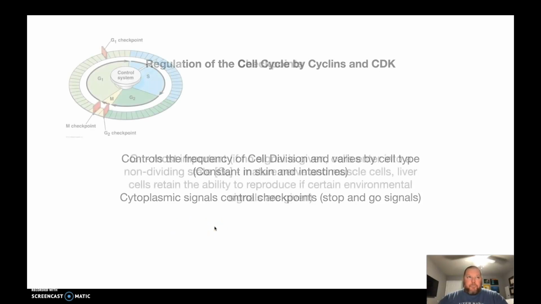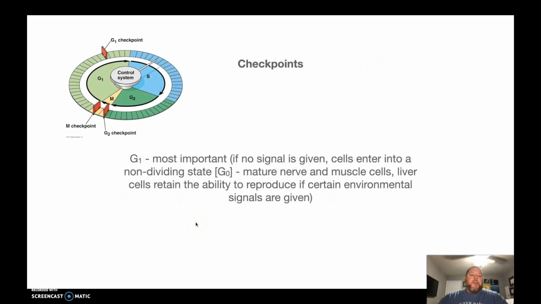Okay. So for the checkpoints, you're going to have your first checkpoint here near the end of G1, and this is going to be the most important checkpoint. If no signal is given at this particular point to move forward, the cell is going to enter into a non-dividing state called G0. Some cells will naturally do this, like mature nerve and muscle cells, and these cells are going to be types that do not continually divide. Okay, so the mature nerve and muscle cells are fixed.